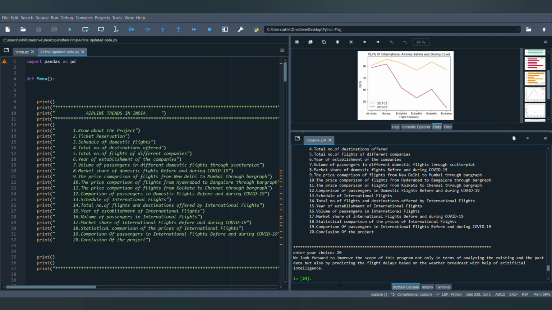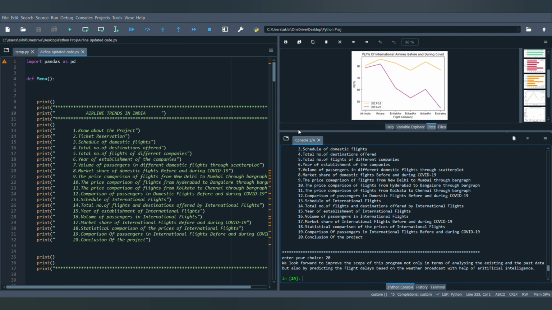So with the 20th option, I would like to conclude my project. I hope that in future I will be able to add many more new features to this project, for example, predicting the delays in flights by seeing the weather broadcast and all.